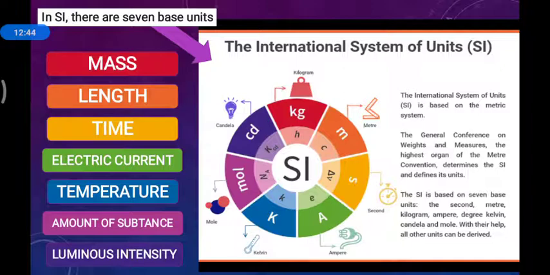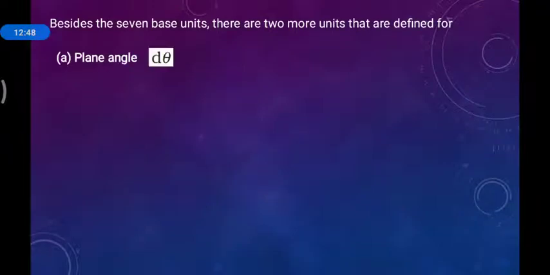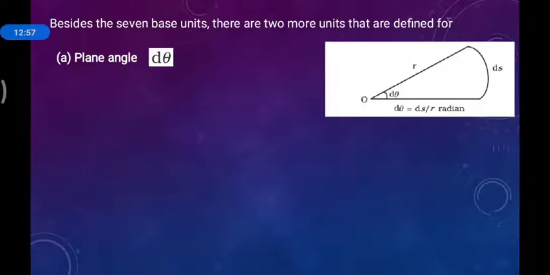You have to measure it a number of times. That's why we separately have 2 more units for angles. So that is only plane angle. You are in 2D, that is your d theta, and this is exactly how much angle is covered. It's a ds, and the radius is r.